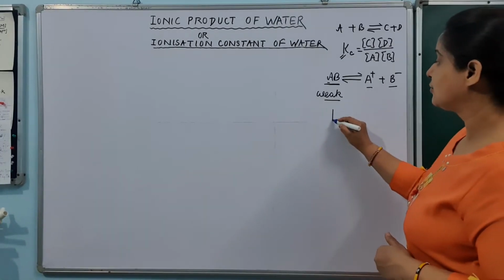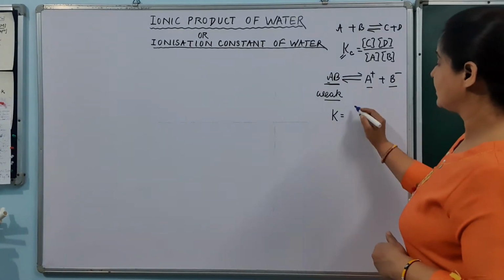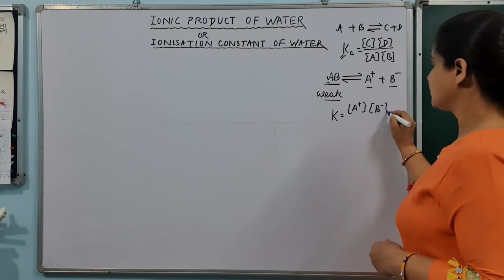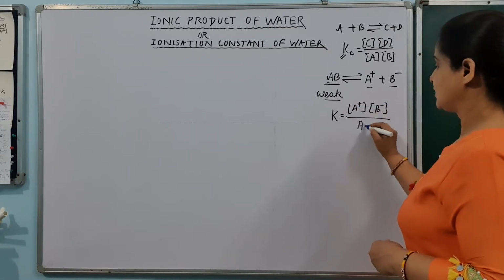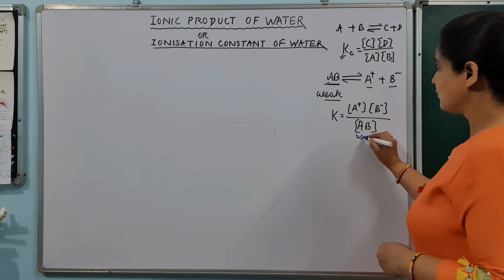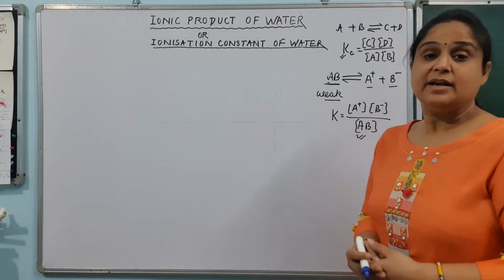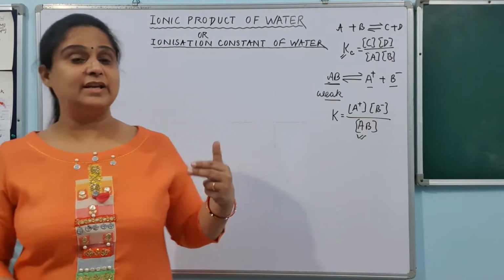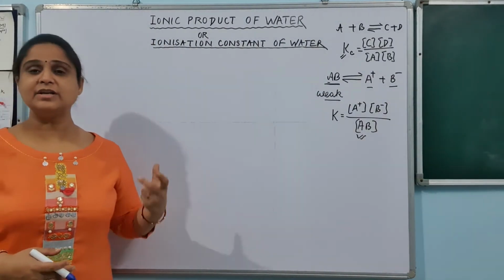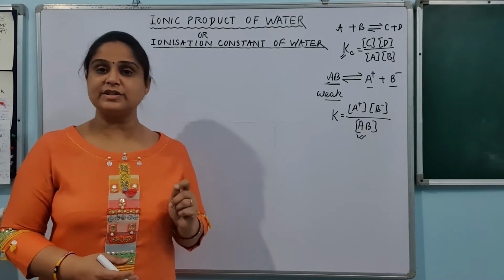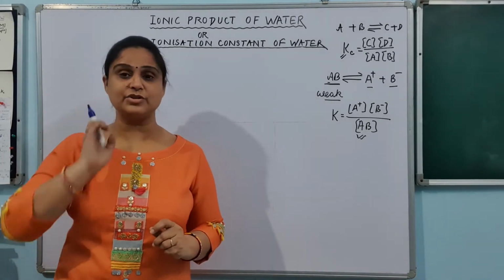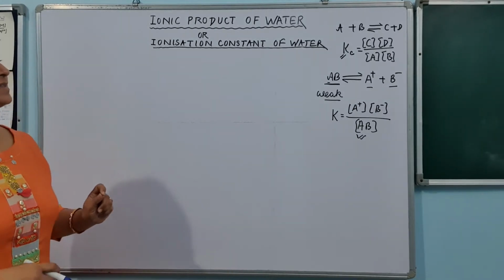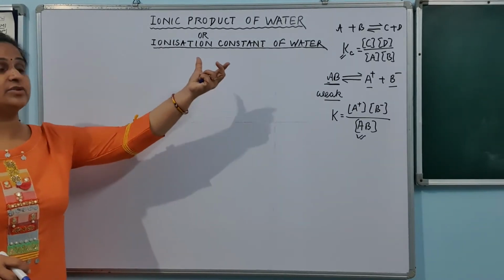If I have to write down K for this reaction, I will write it as A concentration, B concentration divided by concentration of AB. So that was explained by Oswald in his Oswald dilution law, how they are related with their degree of dissociation. Those who have done Oswald dilution law, it's fine. Those who have not done Oswald dilution law, they will go through this way. I hope it is clear. Now let us start with the ionization constant of water.